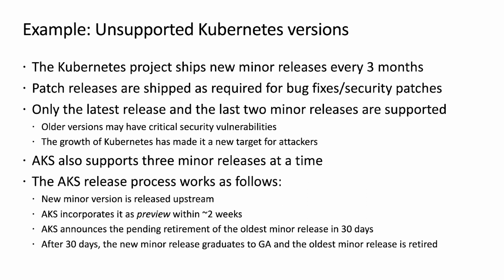So in AKS, we try to stay up to speed with the upstream project as much as possible. So we have mapped our support matrix to that upstream process. So we also support 3 minor releases at any given time. And the way this works in terms of the process is you'll see a new minor version released upstream. Typically that'll be incorporated into AKS within a matter of weeks as a preview. And at that point we will announce the pending retirement of the oldest minor release after 30 days. You have 30 days notice if you're on that minor release to move forward before you fall out of support. After that 30-day period, we graduate the new minor release to a GA state, and at that point drop the oldest one off the back.